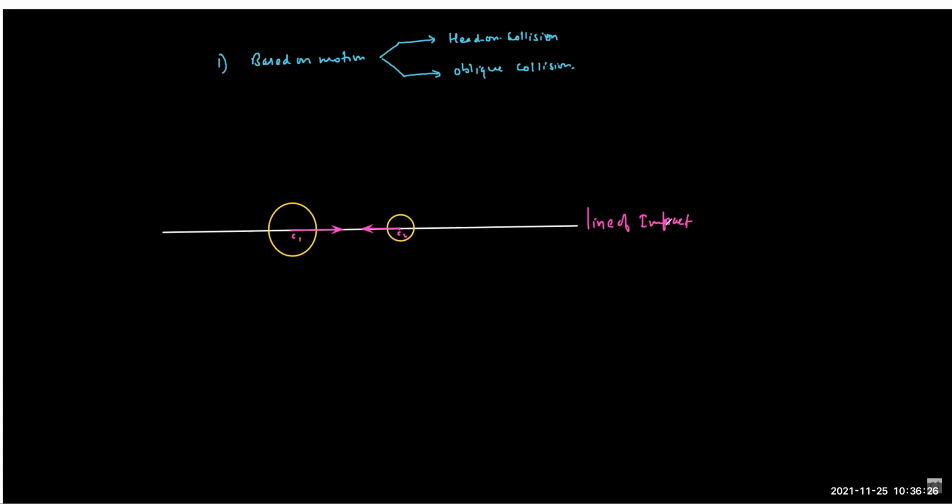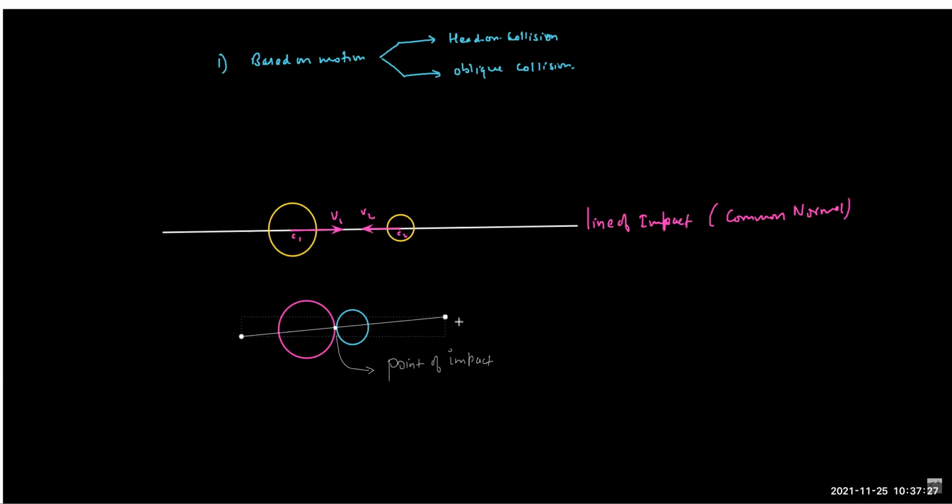And for spherical bodies, or circular bodies, the line of impact also becomes the common normal. Because at the point of impact, what is the point of impact? The point of impact is the point at which they hit, where they make contact during collision. So we call this point the point of impact. And now, if you draw the direction of force at the point of impact, it automatically becomes the common normal.